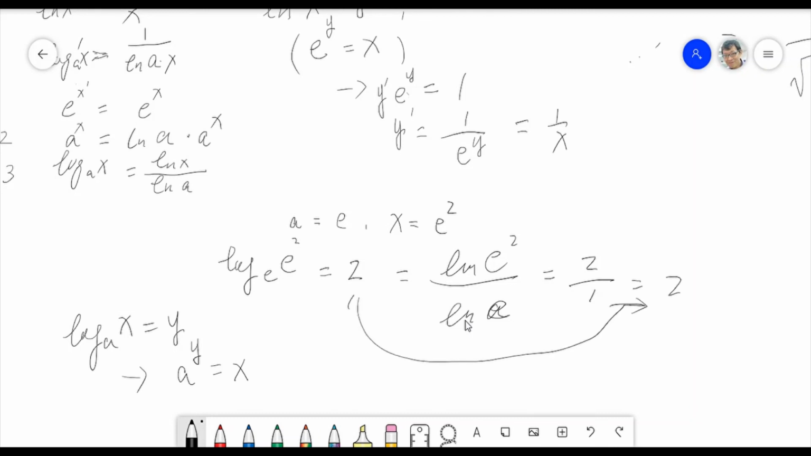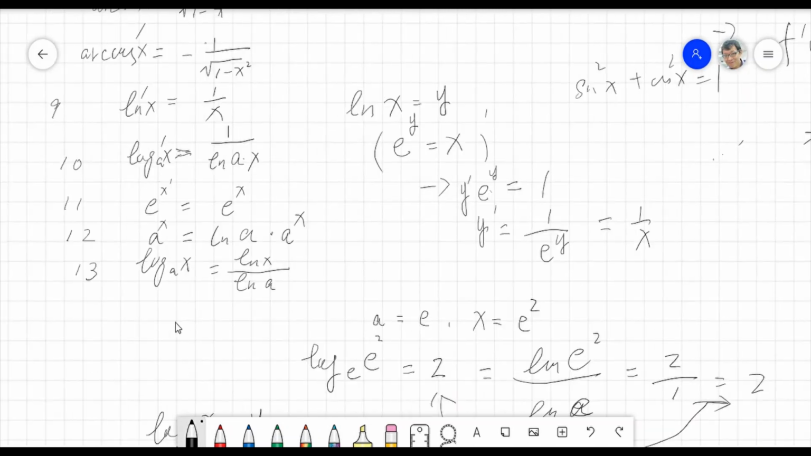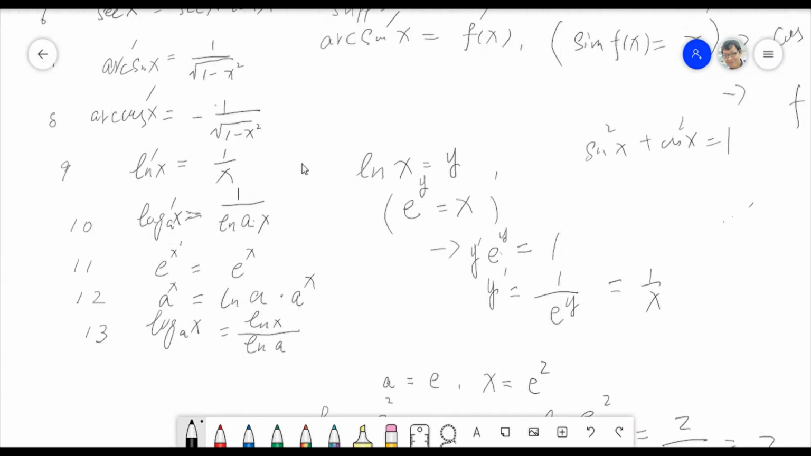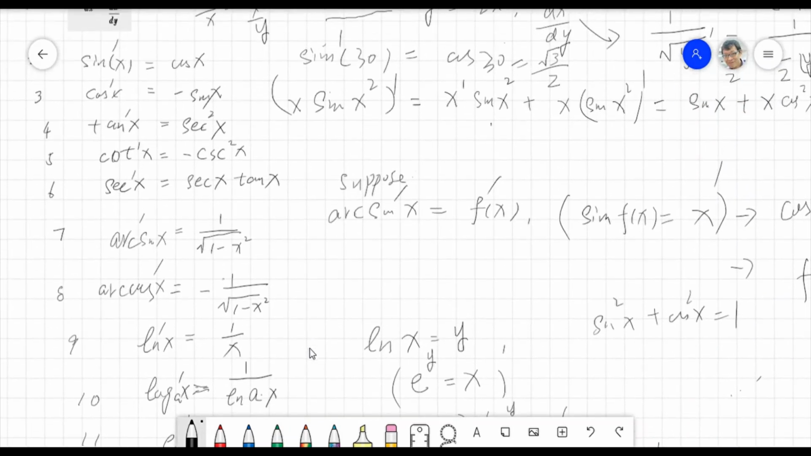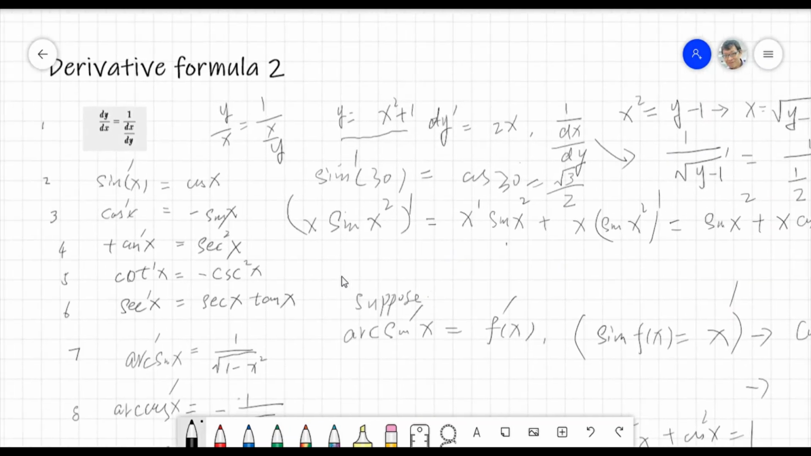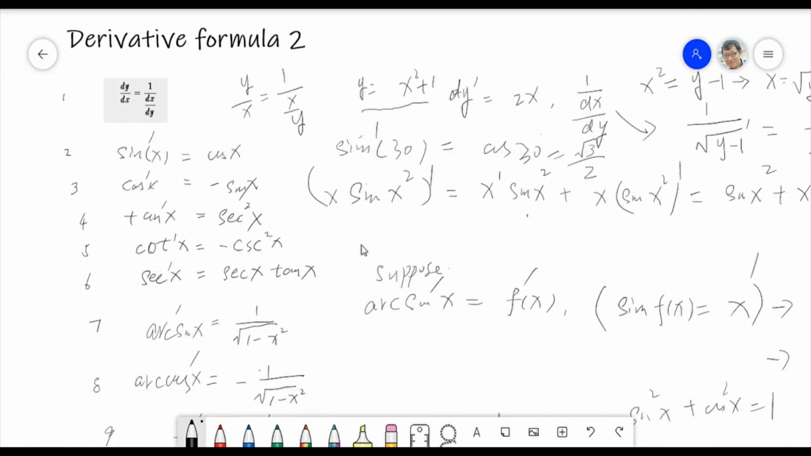So today we spent a lot of time to introduce another 13 formulas of the derivative. This is overall my introduction to the formulas of derivative, and next time I will introduce the formulas of integral.